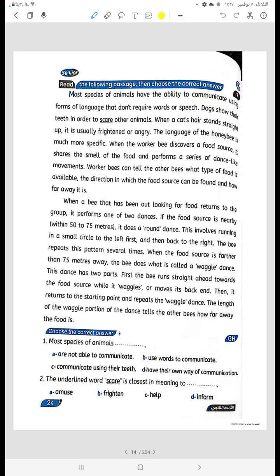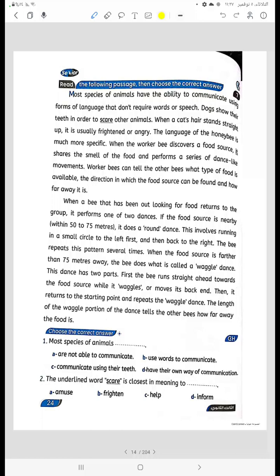When the food source is further than 75 meters away, the bee does what is called a waggle dance. This dance has two parts. دي نوع تاني من الرقصات محتوى على جزئين اتنين.